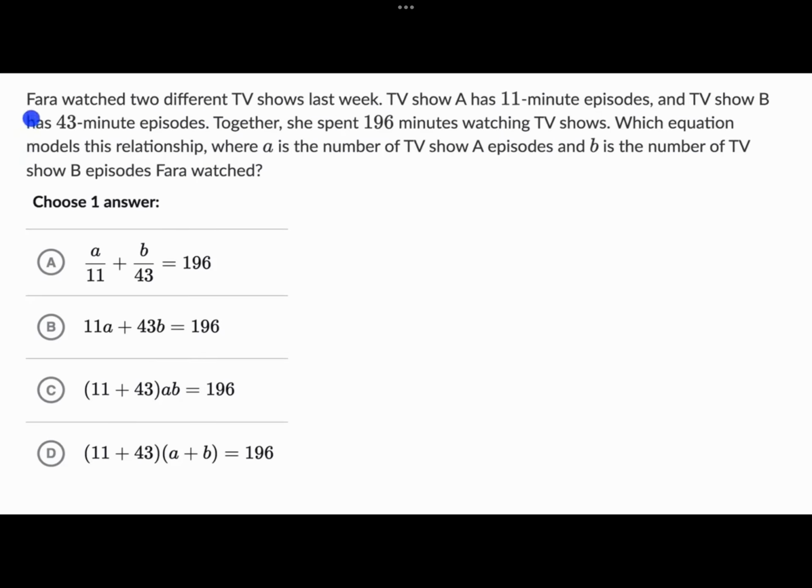We're told Farah watched 2 different TV shows last week. TV show A has 11-minute episodes, and TV show B has 43-minute episodes. Together, she spent 196 minutes watching TV shows. Which equation models this relationship, where lowercase a is the number of TV show A episodes, and lowercase b is the number of TV show B episodes Farah watched? So pause this video and have a go at it on your own before we work through this.